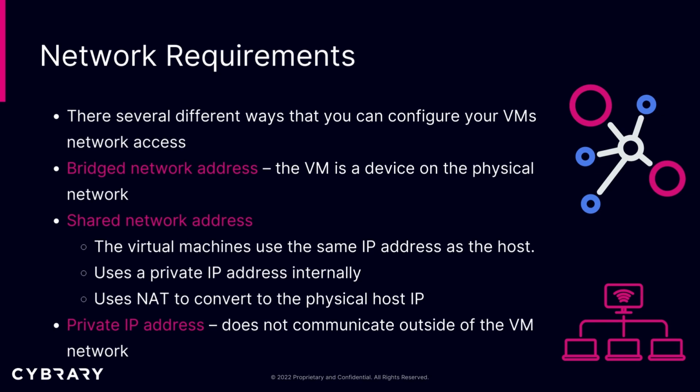You can also do a shared network address where the virtual machine uses the same IP as the host. It uses a private IP address internally, and it also uses NAT to convert to the physical host IP. And you can also have what's called a private IP address. In this configuration, it does not communicate with the outside world. That VM is private and it does not communicate with anything on the host network.